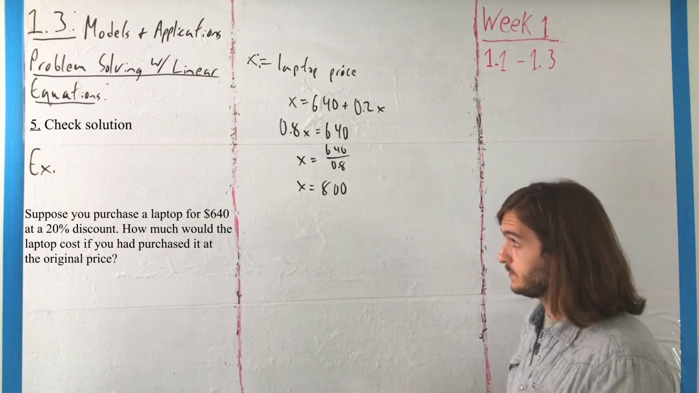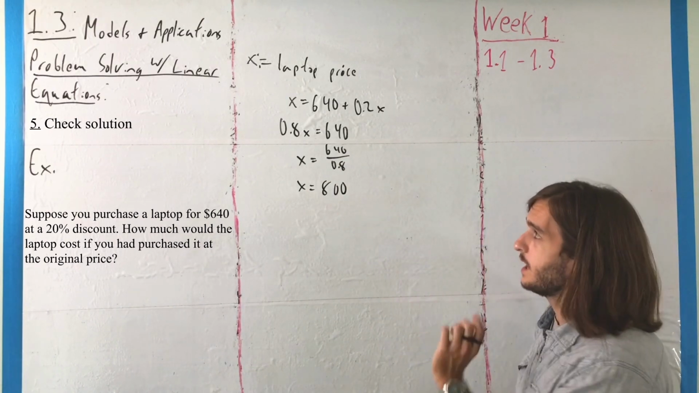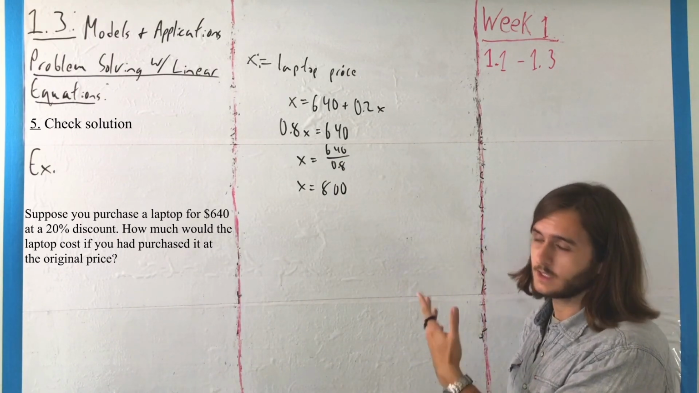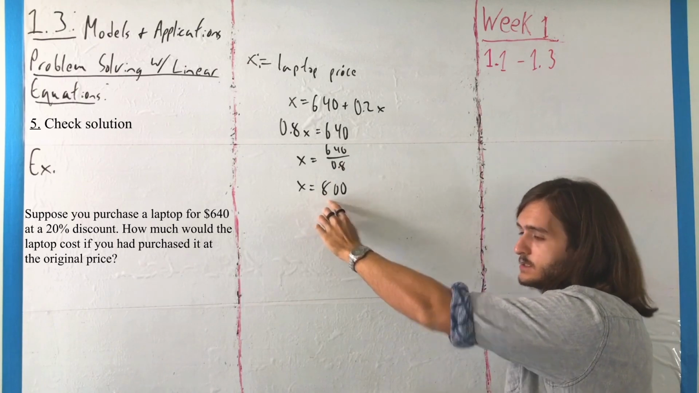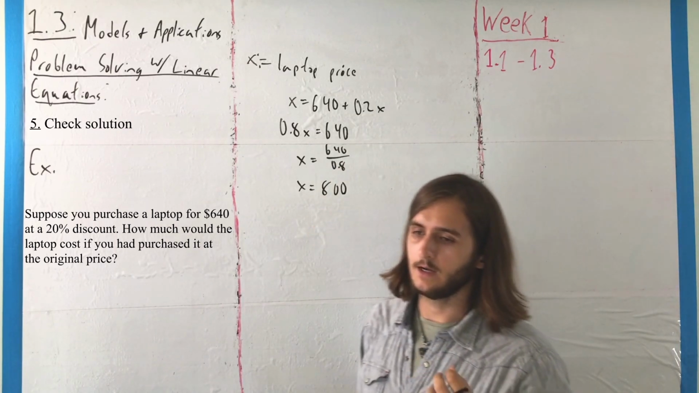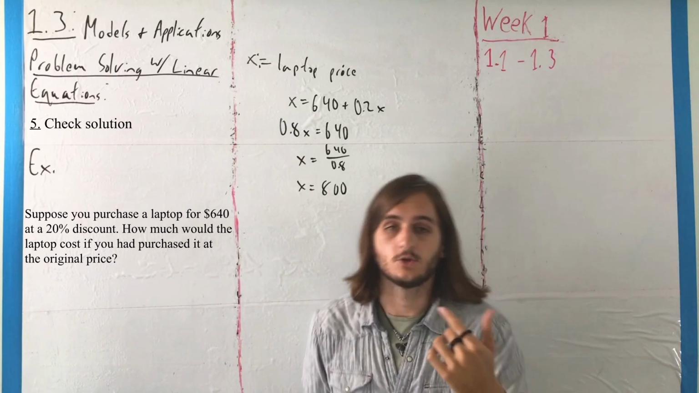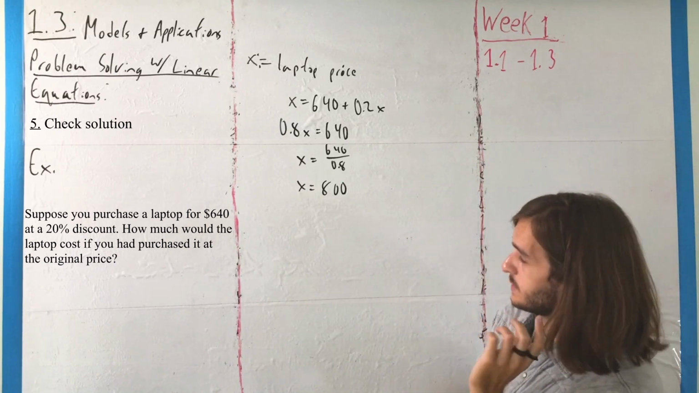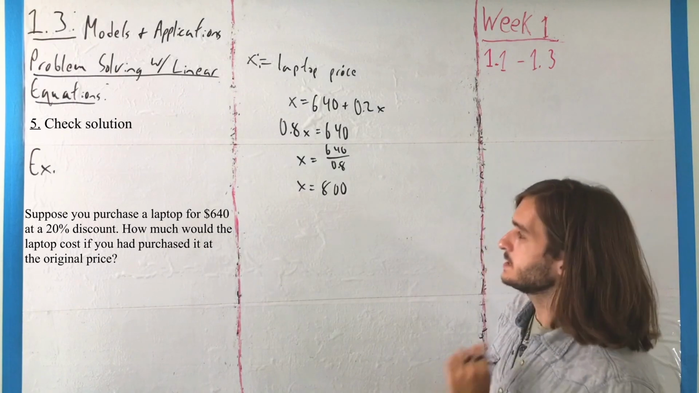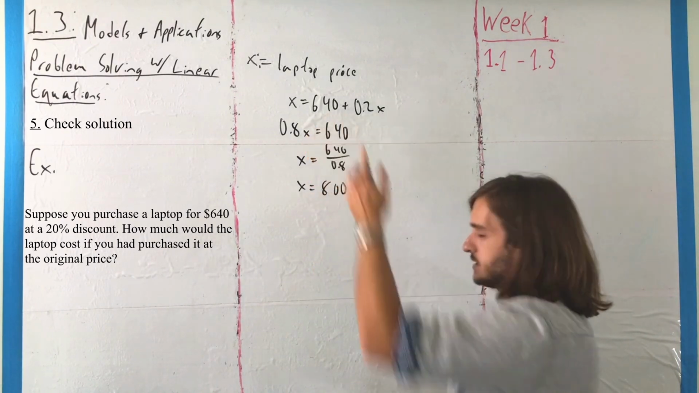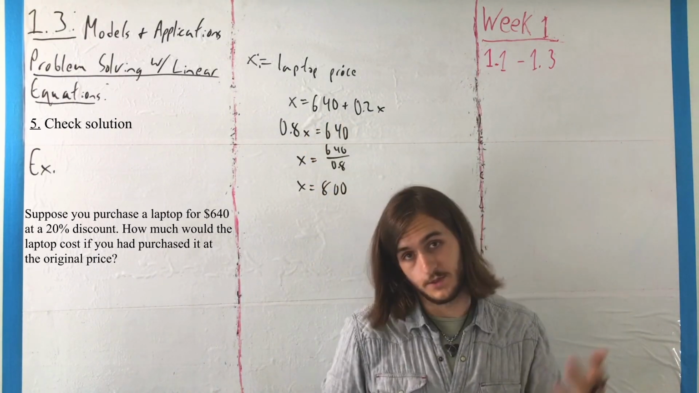And to check that, you can see what the 20% discount is on 800. To get that type of decimal, what you do is you take this and divide it by 10, that would be 80, multiply it by 2, that's your 20%, would be 160. 160 subtracted from 800 gets you 640. So we were on the right track.